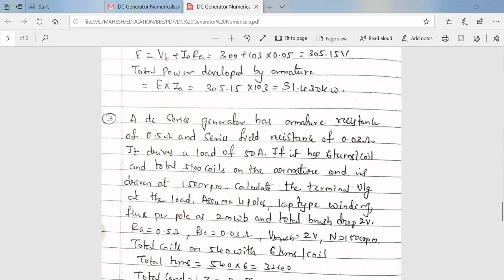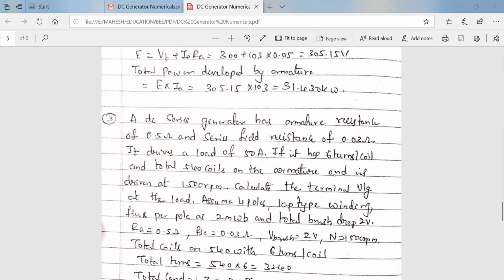Next one, so it is somewhat different. So a DC series generator. Here he has given a series generator which has armature resistance of 0.5 ohm and series field resistance of 0.03 ohm. Ra and Rsc are given. It drives a load of 50 amps, and IL is given.